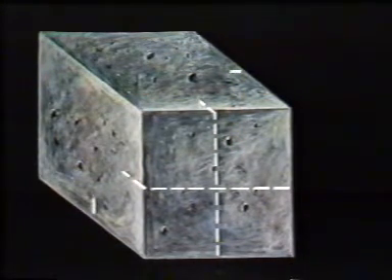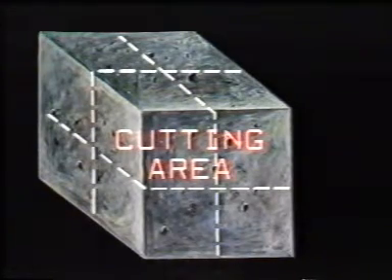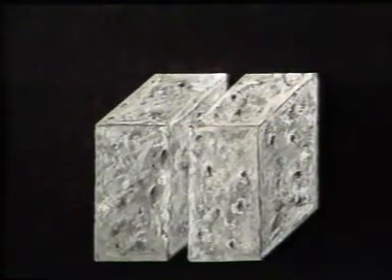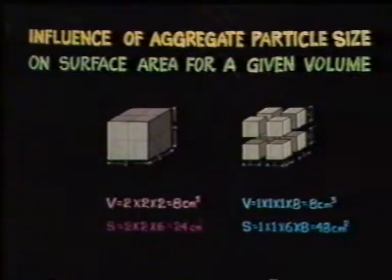This may be explained by considering a cuboid of 2 centimeter size broken into 8 cuboids of 1 centimeter size, having total volume of 8 cubic centimeters in both the cases. The surface area for one 2 centimeter cuboid is 24 square centimeters, while that for 8 cuboids of 1 centimeter size is 48 square centimeters for the same volume.